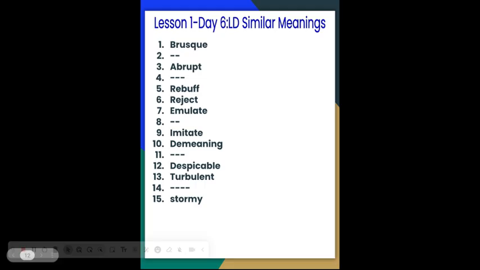So number 10 should have been demeaning. 11 was none. 12 was despicable. 13 was turbulent. 14 was neither. And 15 was stormy.